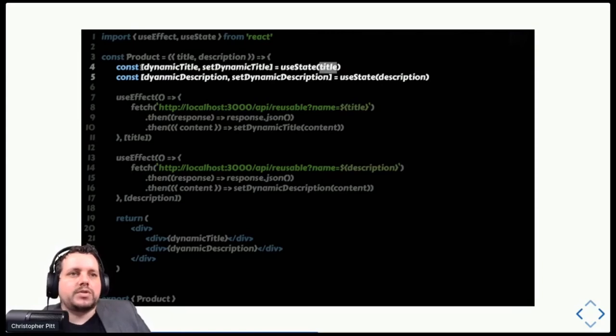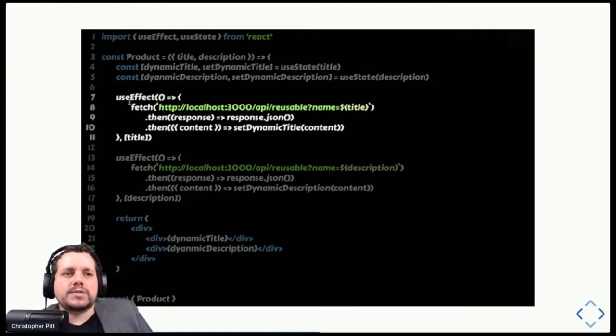It gives you back a couple things. The first thing is that it gives you a snapshot of what that state is right now. So on this line, dynamic title is going to equal title because nothing has been changed about that. This is just a snapshot of the current state. But it also gives you back a setter that you can use to update the state. So we define these two boxes of state, where dynamic title is equal to title and dynamic description is equal to description, and we get back these two setters.